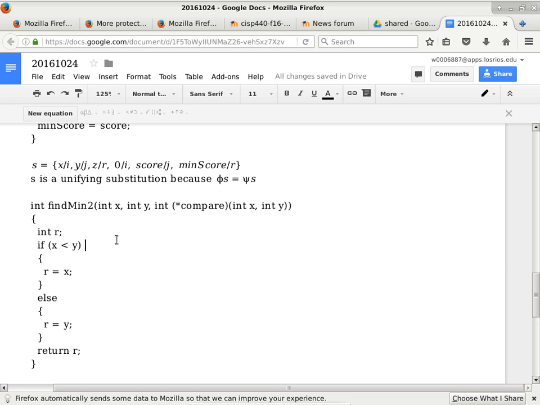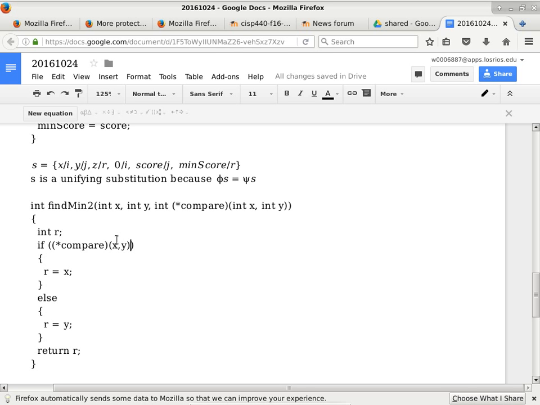Then I can unify this even further by saying, I don't know exactly how you want to compare, but whatever function whose address you pass to me as a comparison function, let's use that here. So I can say, use whatever compare points to, and apply that to x, y. That becomes a more general unifier than what we had earlier, by parameterizing the actual mechanism of comparing.